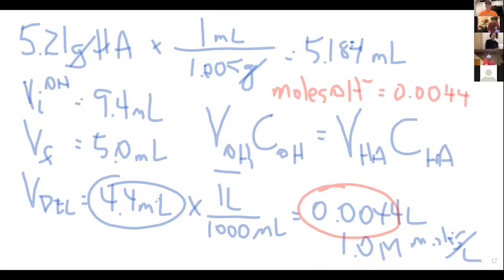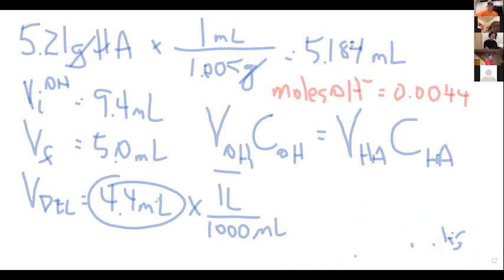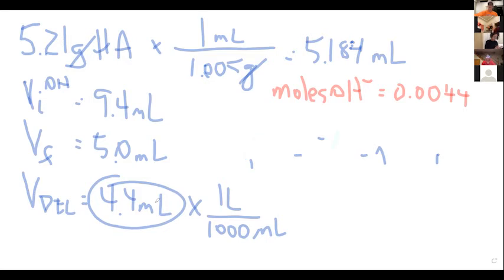So if that's my moles of hydroxide, how many moles of acetic acid did I have? One to one, I believe. Yeah, it's a 1 to 1 ratio. Exactly. So if it's a 1 to 1 ratio, I have the same amount. That's the same amount of moles of acetic acid. So moles of acetic acid is also the same thing.